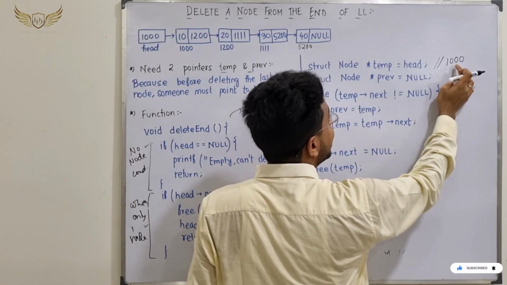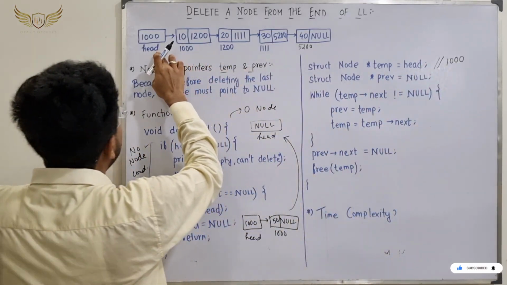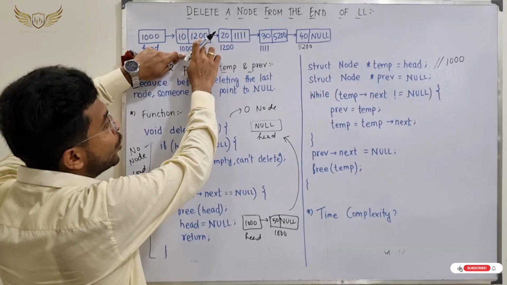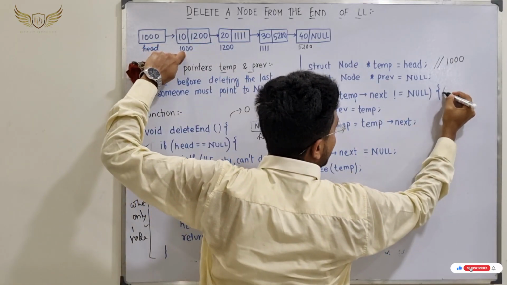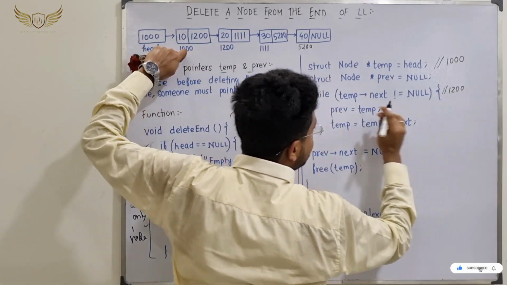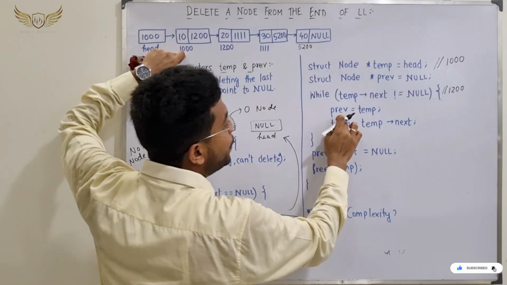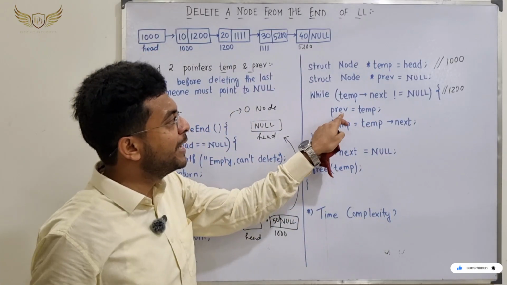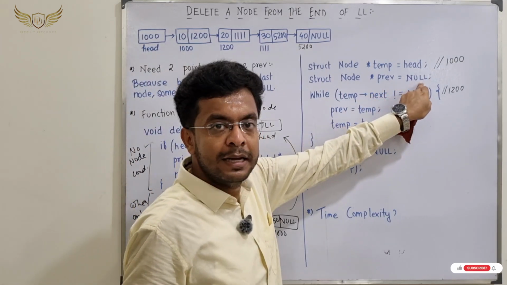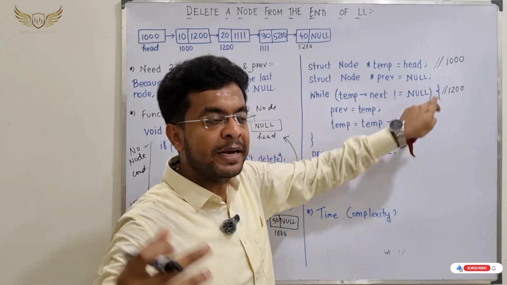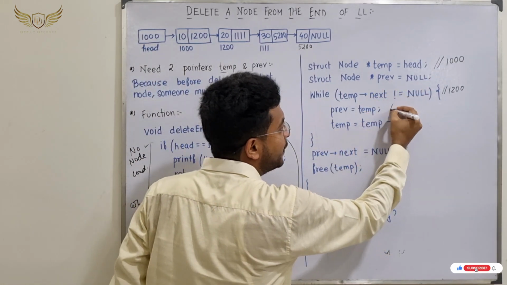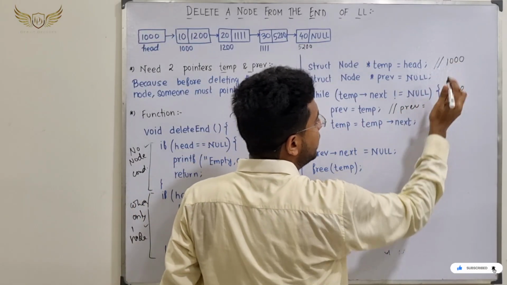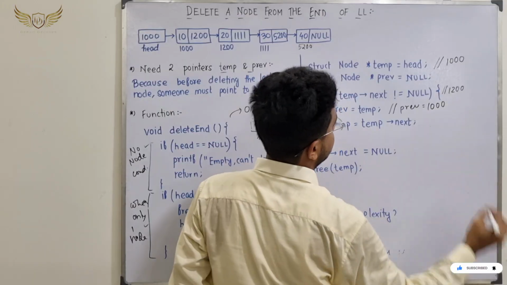What is temp? Temp is 1000. So temp arrow next, that is go to 1000 location and see the next part. So first it becomes 1200, and that is not equals to null. So satisfied. So prev equals to temp. Prev was initially null. Now the value of prev is getting updated by the value of temp. So what is the value of temp? 1000.